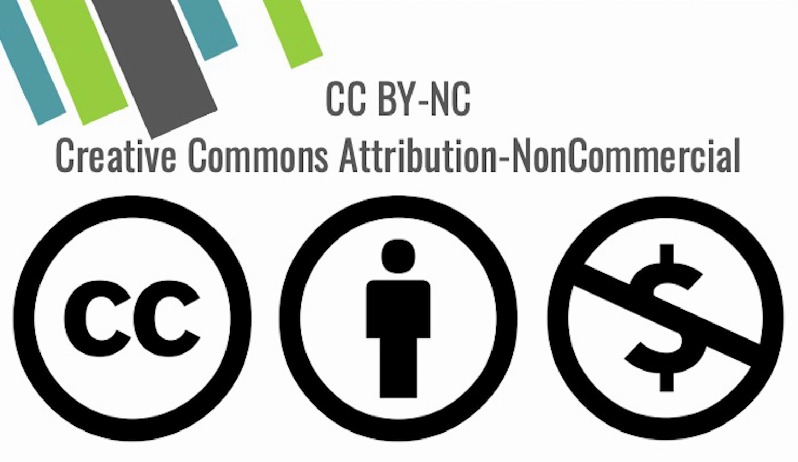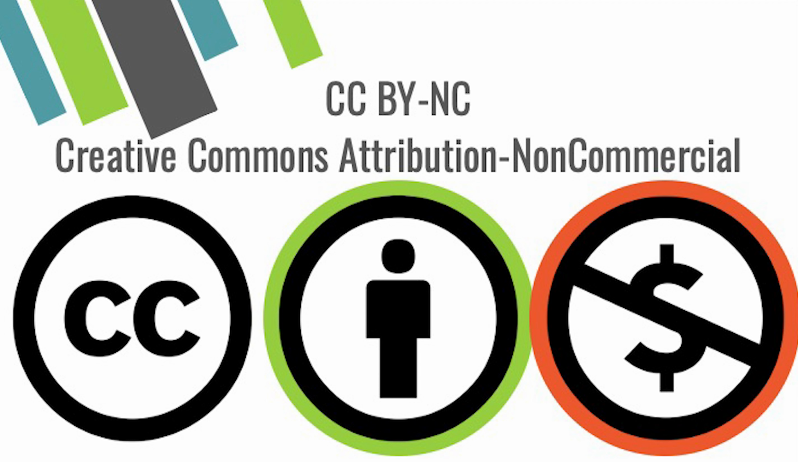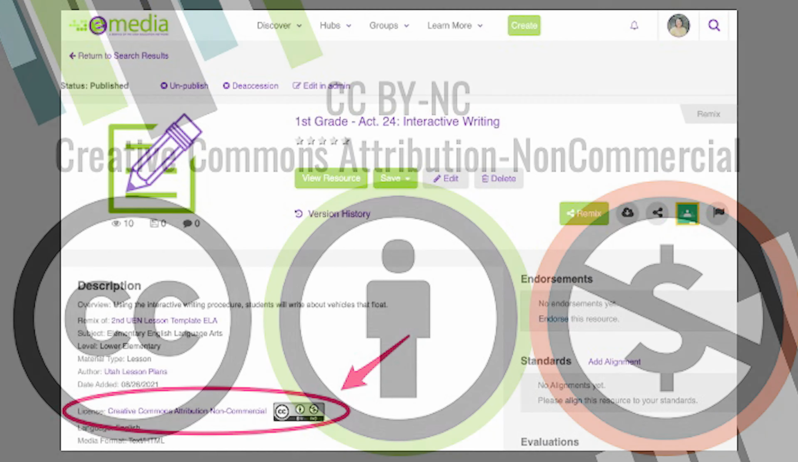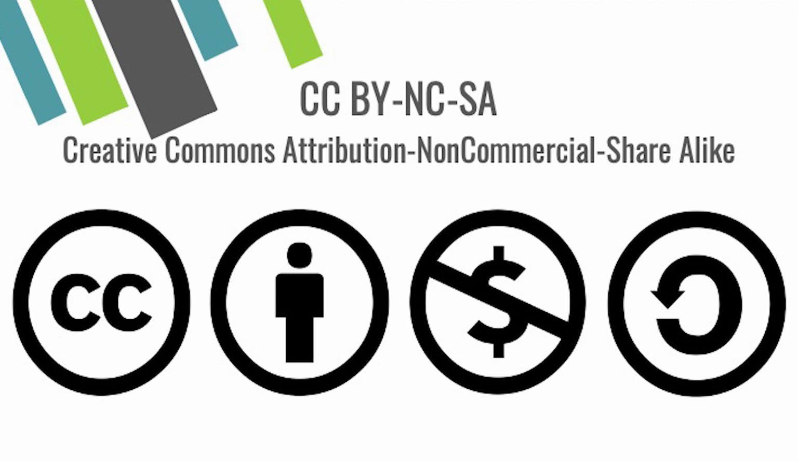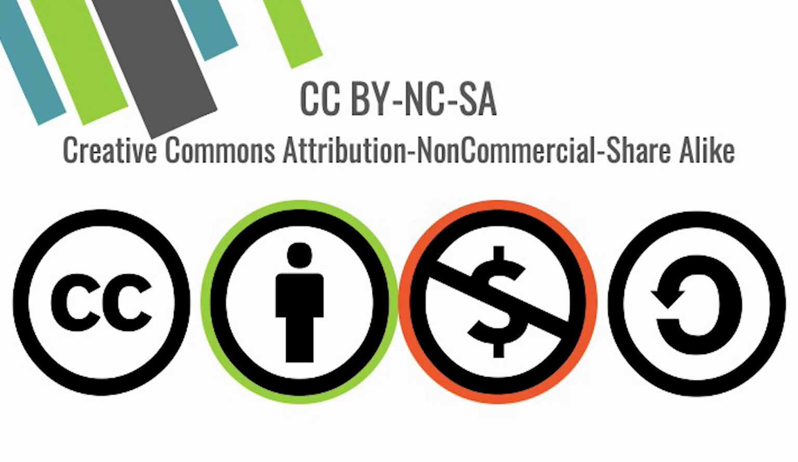The CC Attribution Non-Commercial License allows you to reuse, distribute, remix, adapt, and build upon a resource as long as attribution is given to the creator. However, you may only do so for non-commercial purposes. The CC Attribution Non-Commercial Share Alike license requires all 3 pieces to be in place. You can reuse, remix, and so on, but only if attribution is given to the creator, only non-commercially, and only if you license your derivative work under identical terms.